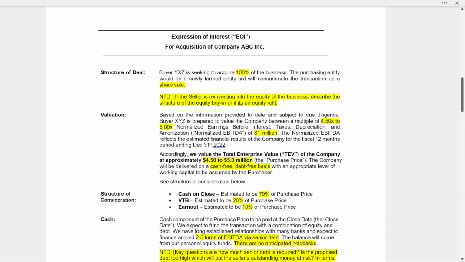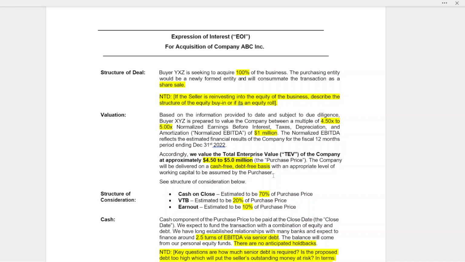And the other thing that they've alluded to here is the company will be delivered on a cash-free, debt-free basis with an appropriate level of working capital to be assumed by the purchaser. So as part of this purchase price, as part of this 4.5 to 5 million that I'm giving you, you're going to settle all the debts, you're going to take out all the cash that's on the balance sheet, and I'm going to assume a normal level of working capital, accounts receivable, inventory, accounts payable, to sustain and support the business at this level. And so they've clarified right away that you're going to have to let go of some working capital and let the purchaser assume that. But all the cash and debt on the books stays with you. So they're not assuming any liabilities.